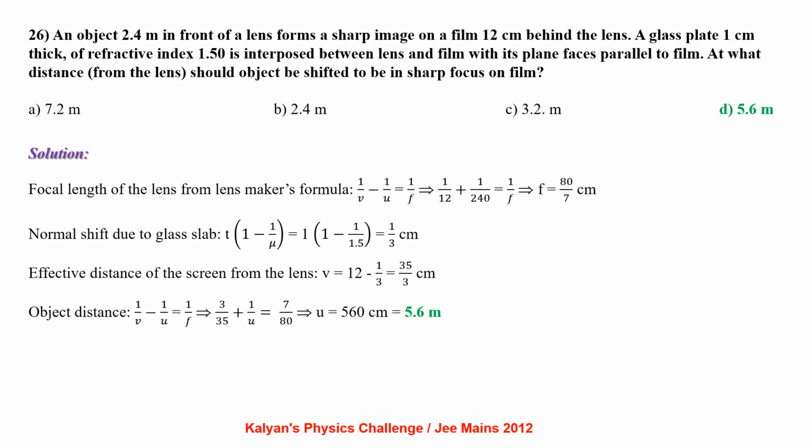Focal length of the lens from the lens maker's formula, 1 by v minus 1 by u equals 1 by f, which gives us 80 by 7 cm.